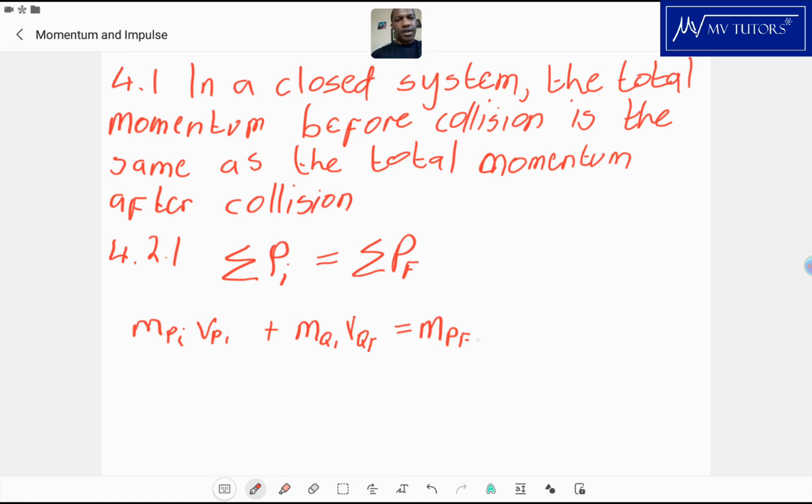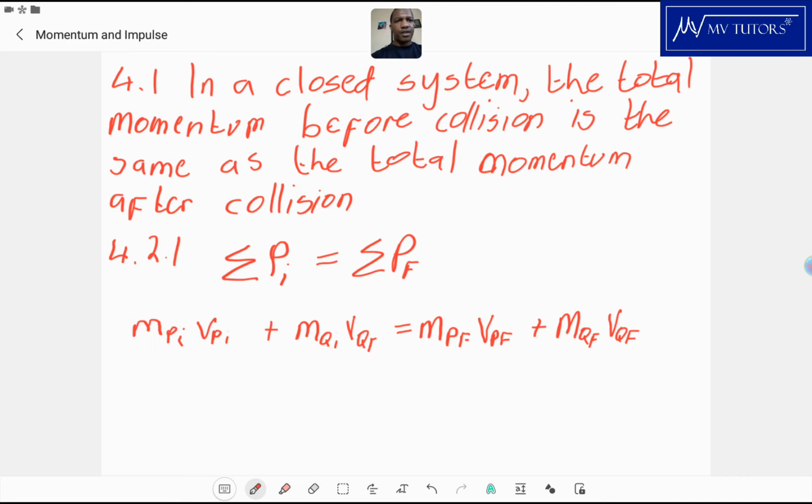Mass is always the same anyway, but we'll just put final. Actually, we don't even need to put the P's and the initials and the finals on the mass because it's the same, but for consistency's sake, let's just put it. And then velocity of P, the final one, plus the mass of Q, the final one, times the velocity of Q, the final one. All right, we can now go on and put in the variables.